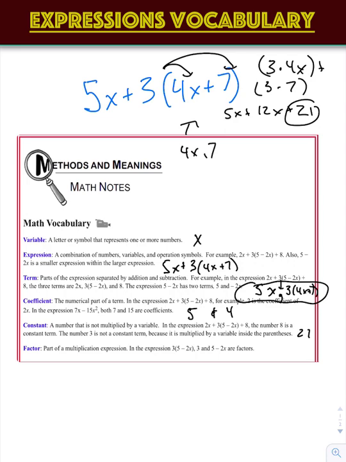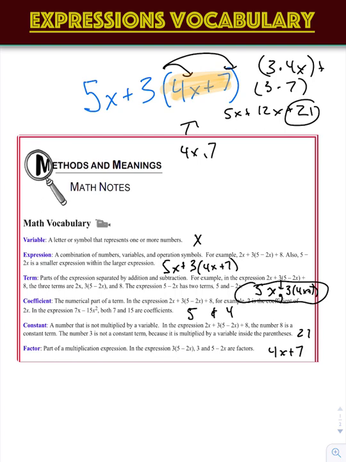And lastly we have the definition factor. In the expression we see that 4x plus 7 are factors. That's because it is part of a multiplication expression. Basically, a good way to think of factor is the terms within the parentheses that are being multiplied.